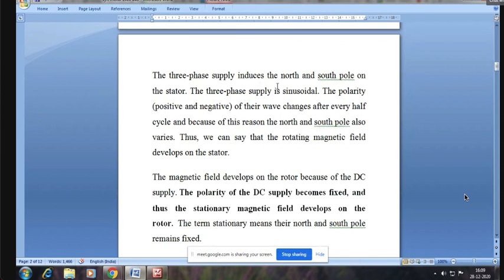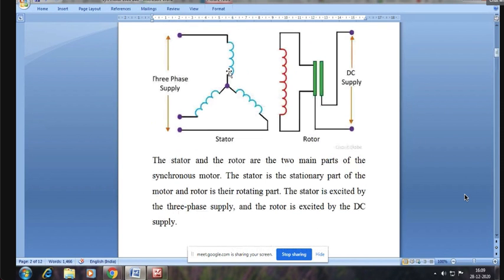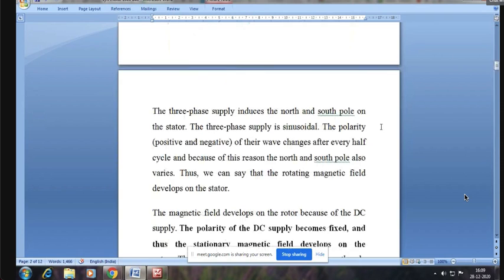The three-phase supply, which is given to the stator, that is on the left we have shown here in the diagram, induces north and south pole on the stator. That means it makes the stator act as an electromagnet. The three-phase supply is sinusoidal. The polarity, positive and negative, of the wave changes after every half cycle. Because of this, the north and south pole also keep changing. Are you able to understand this?